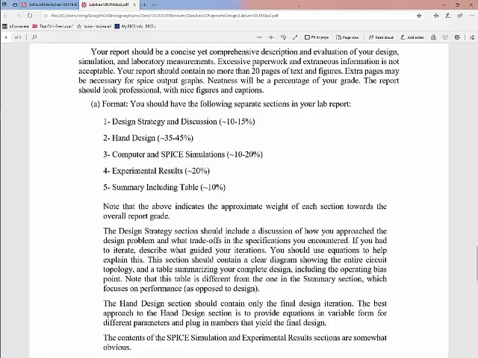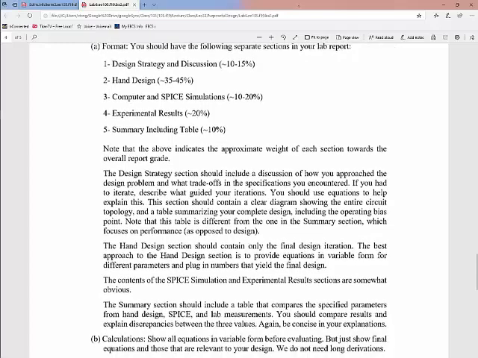Your hand design, I guess those are sort of related there. Computer and SPICE simulations, that's obvious. Experimental results, that's kind of obvious. And a summary, including a table. So you want this table to be something where you're comparing your hand analysis with what your SPICE said, with what your measurement said, something like that.